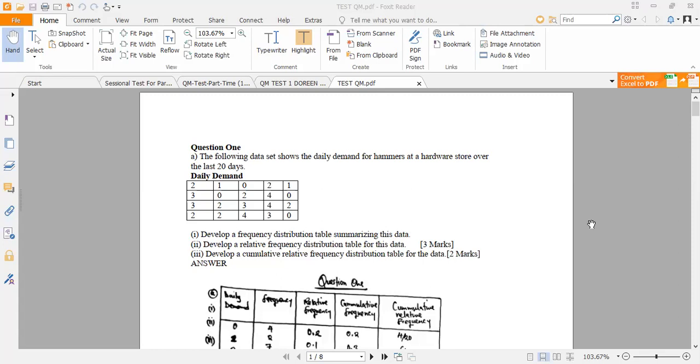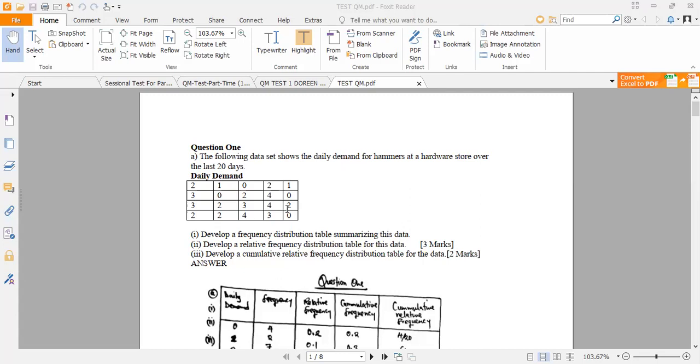We're going to review our test 1 solutions and questions in preparation for our exams. So question 1 reads as follows. The dataset shows the daily demand for hammers at a hardware store over the past 20 days. So we have the daily demand shown in this box.